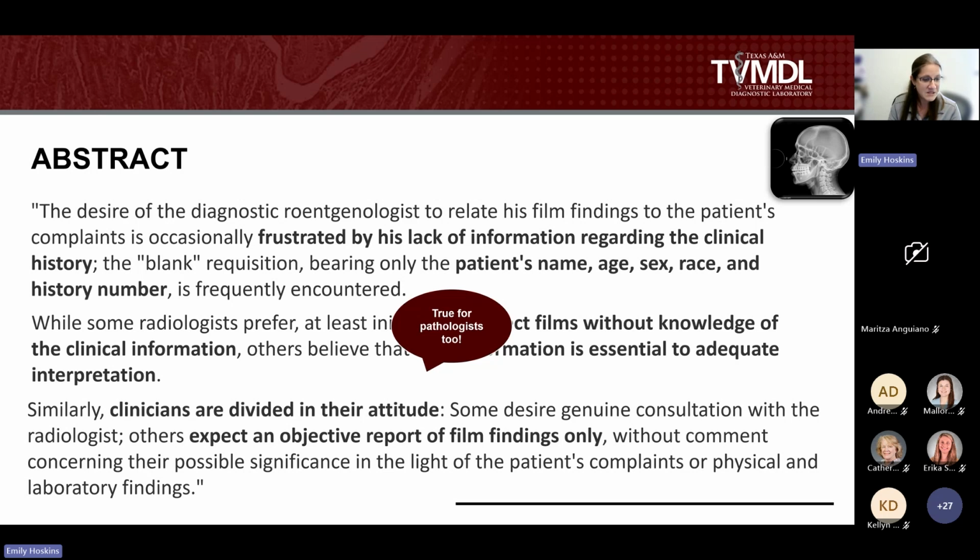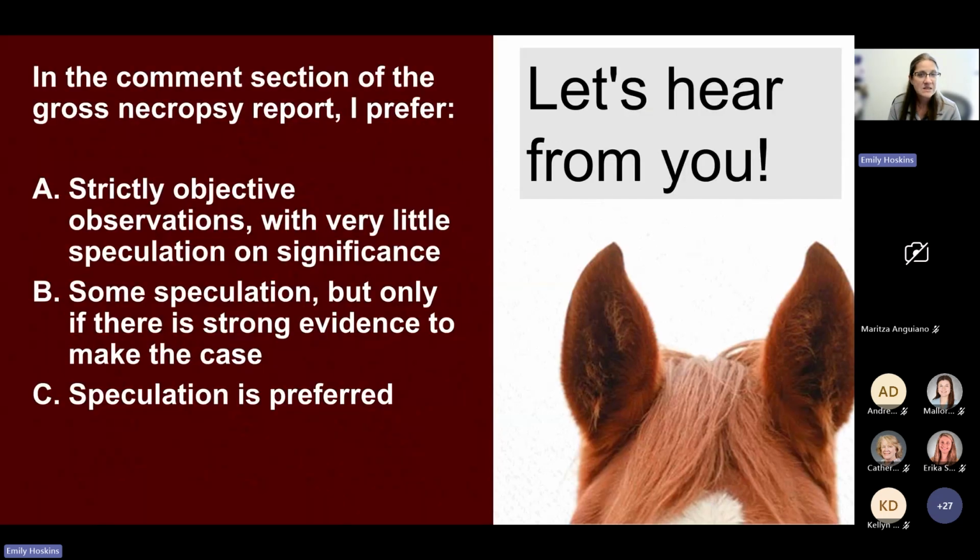So that leads me to this question, which is, in the comment section of the gross necropsy report, I prefer A, strictly objective observations with very little speculation on significance, B, some speculation, but only if there is strong evidence to make the case, or C, speculation is preferred. We're currently split between C's and B's in the chat. Okay, cool. Gotcha. So some speculation, but only if there's strong evidence, and then some say, yes, speculation is preferred.